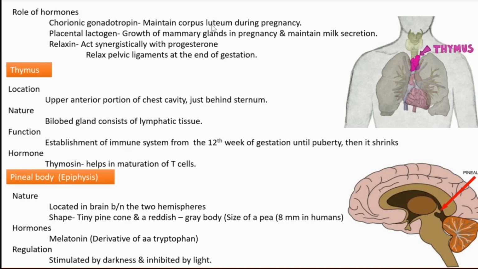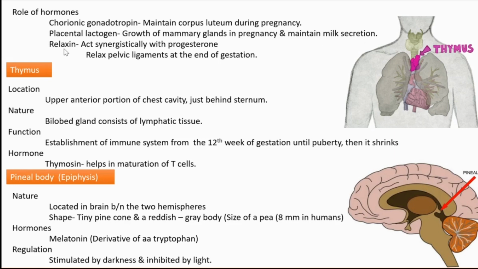Maintains the corpus luteum for the constant, continuous secretion of progesterone. So, corpus luteum should be maintained there. It is maintained by chorionic gonadotropin. Then placental lactogen. Lactogen itself means something relating to the milk. So, growth of mammary glands in pregnancy and maintains the milk secretion.